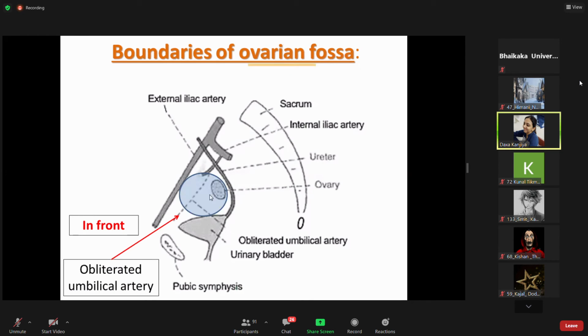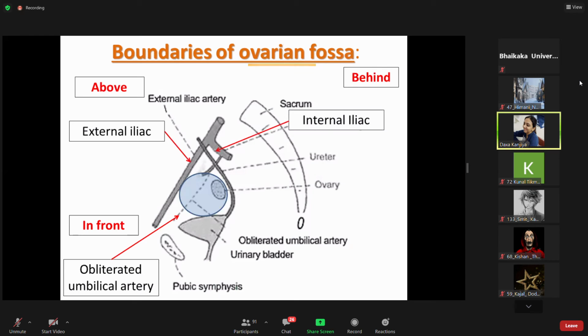Anteriorly, it is bounded by the obliterated umbilical artery. If you trace this artery posteriorly and above, it comes from the internal iliac artery. So anteriorly by the obliterated umbilical artery, above by the external iliac artery, behind by the internal iliac artery and ureter. Immediately behind the ovary there is the ureter, and just posterior to the ureter there is the internal iliac artery. So in front by the obliterated umbilical artery, above by the external iliac artery, and behind by the internal iliac artery and ureter.